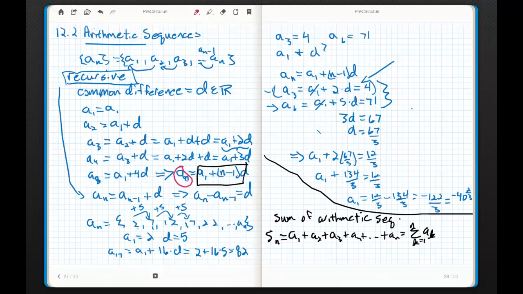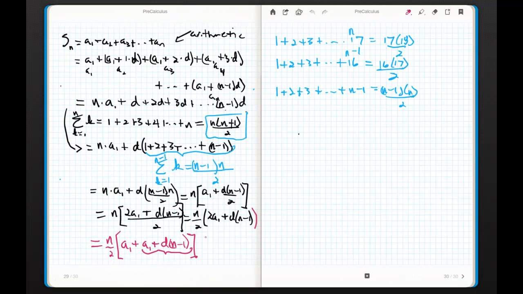A sub n is defined as a1 plus n minus 1 times d. So stumble back over here: a1 plus n minus 1 times d. Use the commutative property if you must. And this guy turns into n halves times a1 plus an. Well, look at that. Isn't that pretty? I love it.